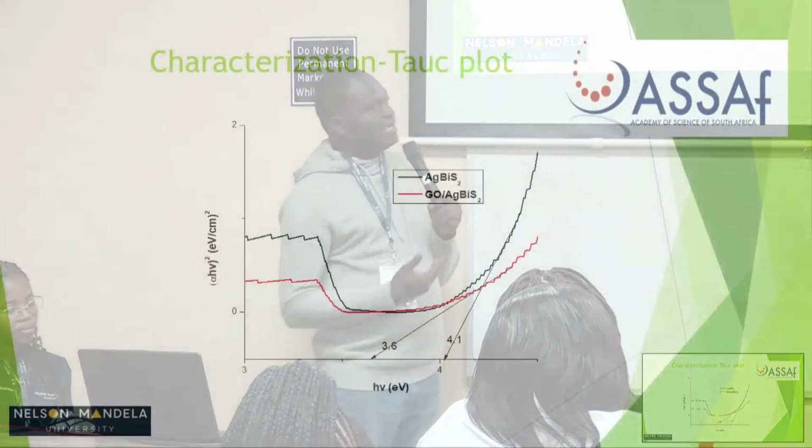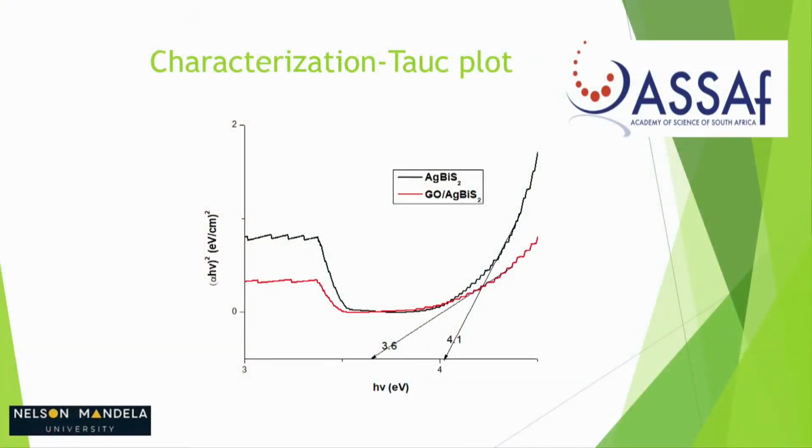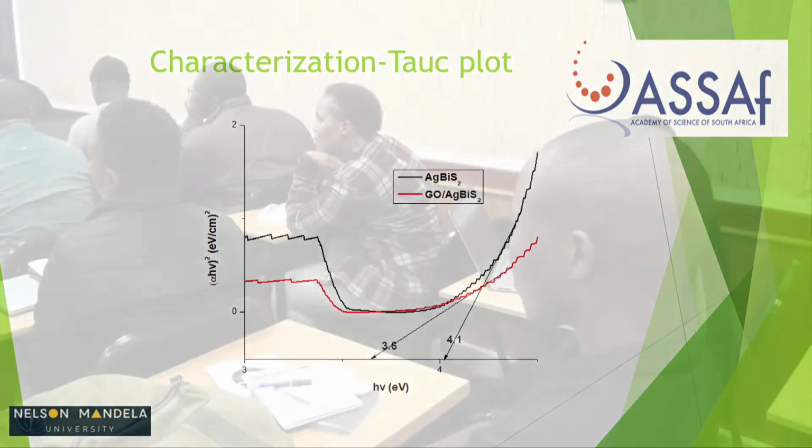After the combination, we now look at Tauc plots to see which one has band gap energy that is closer to or in the visible region. We discovered that when we use the silver bismuth sulfide alone, we were able to get 4.1 electron volts, which is far from the visible. And by the time we combine it with graphene oxide, the band gap energy reduced.